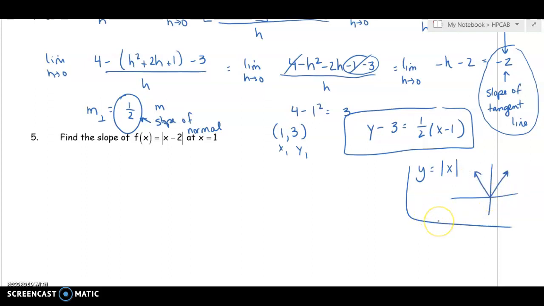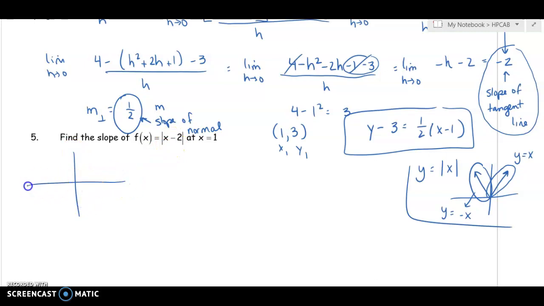All right, and what you could do is cut this into two pieces so that it's a piecewise. You'll notice the equation of this line would be y equals x. It's got a nice little slope of 1. And then this piece on the left would be y equals negative x, because it's got a nice little slope of negative 1. That's what we're going to do here.